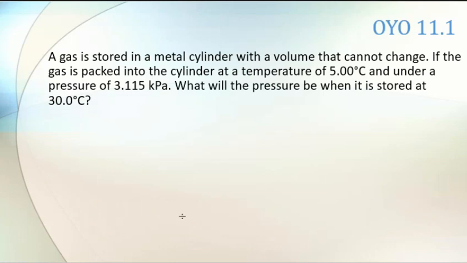All right, a gas is stored in a metal cylinder with a volume that cannot change, fixed volume. So what do we know about volume then? It's not going to change, and I think this is the one where we can end up just canceling volume in our math problem. If the gas is packed into a cylinder at a temperature of 5 degrees Celsius and under a pressure of 3.115 kilopascals, what will the pressure be when it is stored at 30 degrees C?